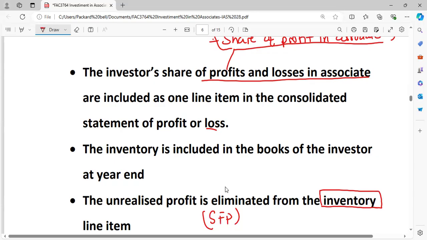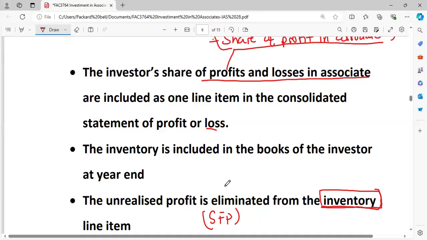If it is the associate who is holding the inventory, we don't adjust this line item in the statement of financial position. Why don't we adjust this line item in the statement of financial position if the inventory is being held by the associate?